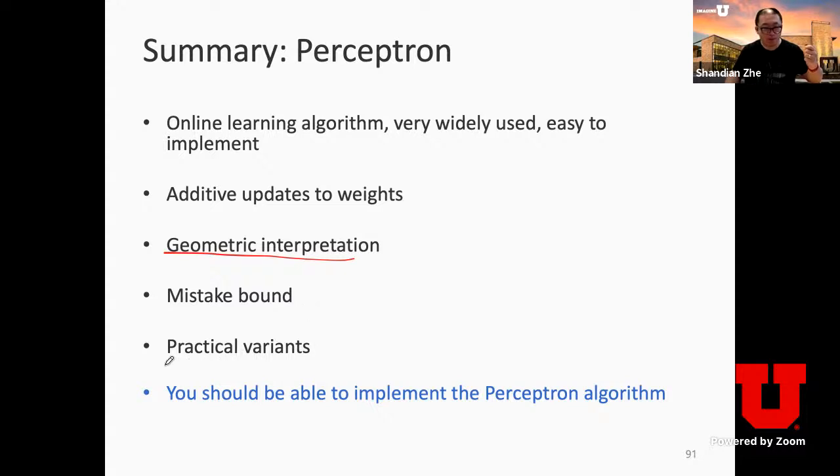And we have also gone through a few practical variants. If you want to apply perceptron in your own problem, your research project, your industry project, please use these practical variants. And you should also be able to implement the perceptron algorithm in our homework too.